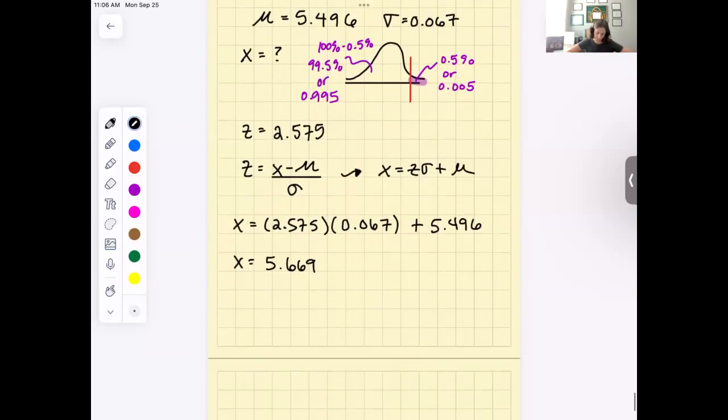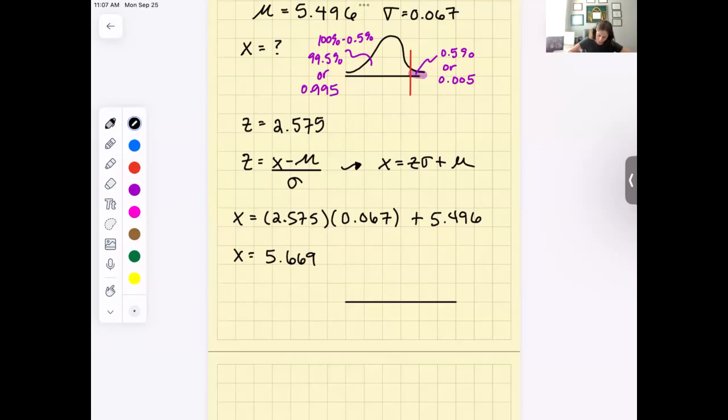So we already kind of drew the z-score graph, but if we were going to kind of go backwards and draw in context of this problem, remember the mean of the crack depth was 5.496, and we are over here at 5.669. And we are claiming that only 0.5% is greater than that crack depth. So remember the problem statement said exceeded by only 0.5%.